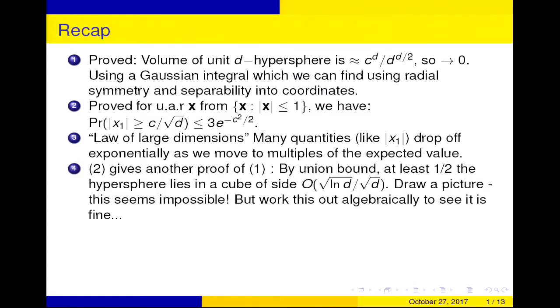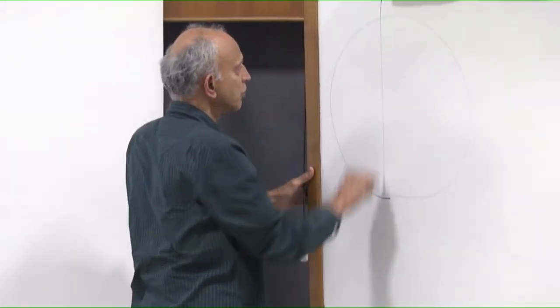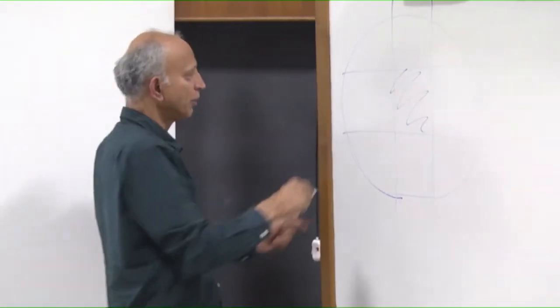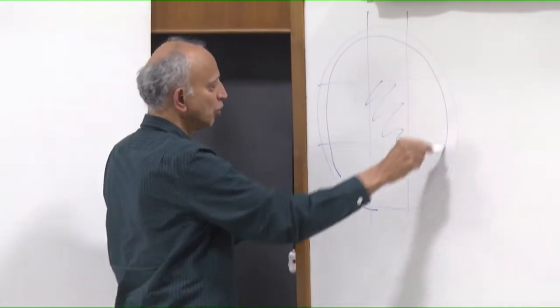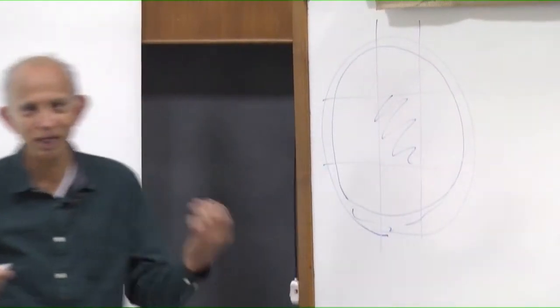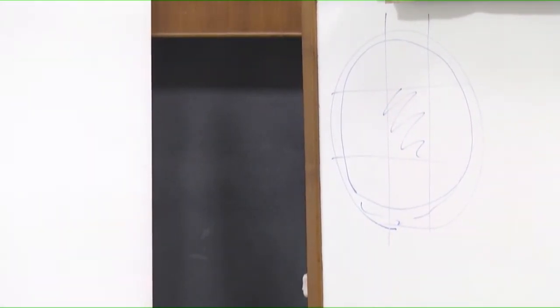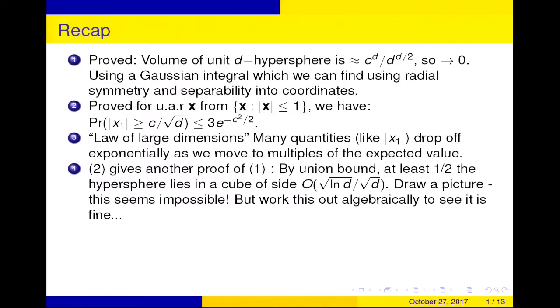Now, 2 gives another proof of 1 and also leads to some puzzles that we discussed a little bit, but it's worth understanding. By union bound, we saw that at least half the volume of the sphere lies in a cube of this side, and we draw a picture, and the picture looks sort of confusing, because all I'm saying is here is a cube, and half the volume of the cube is here. But I already proved that half the volume of the cube is also there, right? So apparently they don't seem to intersect, but they do. Of course, they intersect. Both facts are true. You should just write down algebraically what happens, and you'll see that that's not a problem.